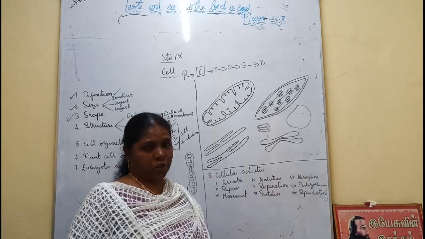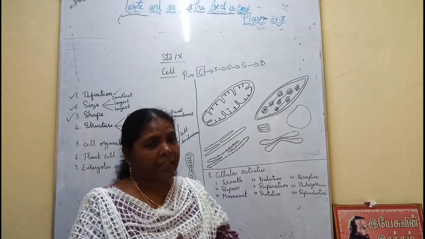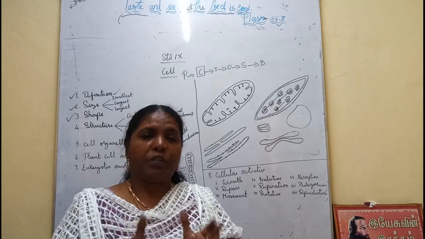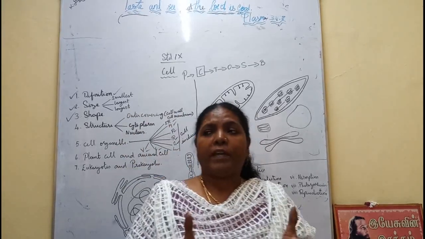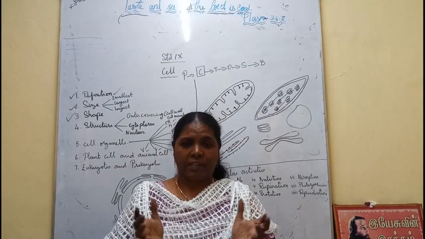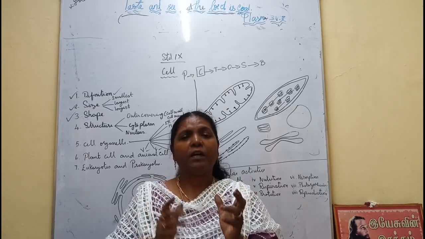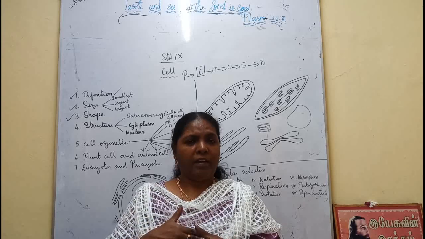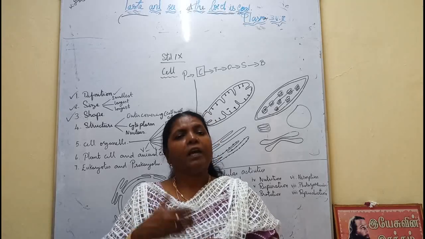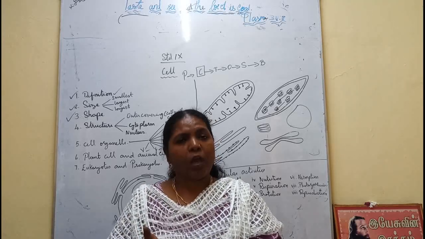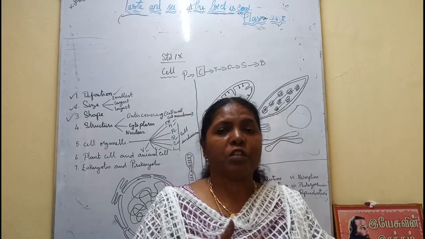Then respiration. Plants respire through stomata. Take the structure of the stomata: a stomata contains two guard cells. These guard cells, by closing and opening, allow the entry and exit of air in and out of the plant, in and out of the leaves. So it is helping in the respiration of the plant.